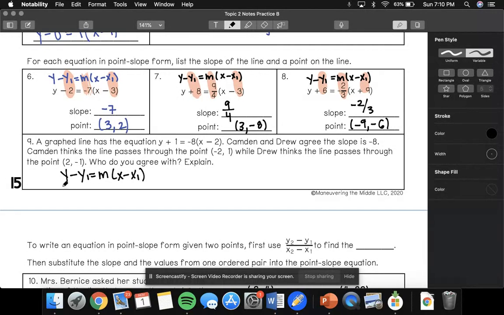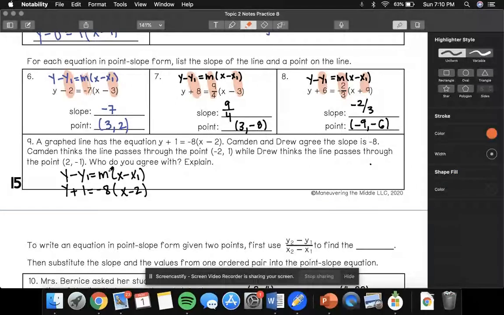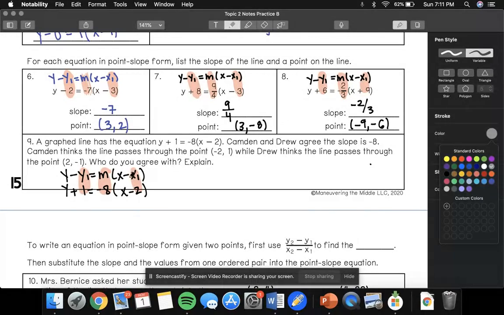Okay, and then I'm going to write the equation that they have underneath it. Again, they agree that the slope is -8. Okay, so we just need to figure out what the correct point on the line is. So I see subtraction. So I see a positive 2. Okay. And then I see addition. So I need to flip it to a negative 1 for my y coordinate. So I agree with Drew.